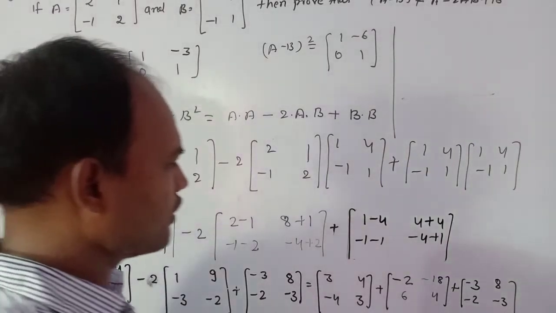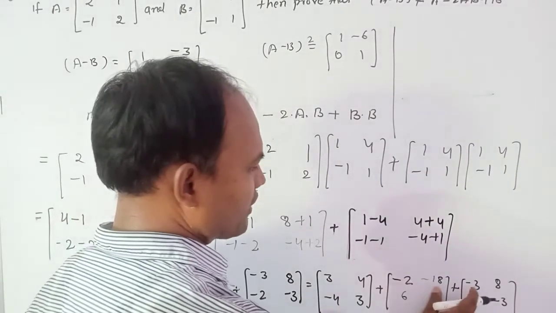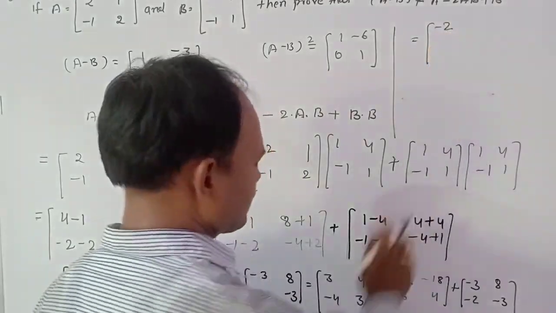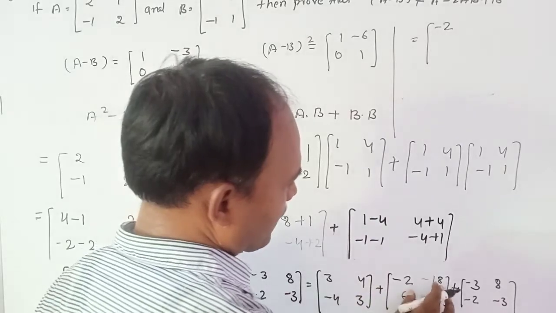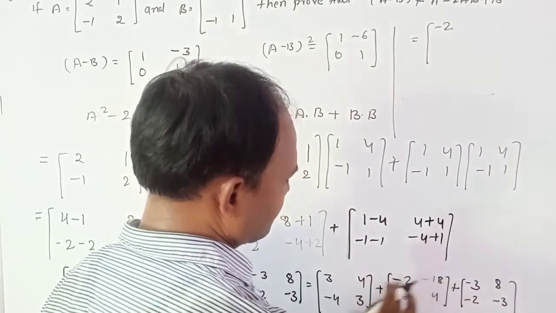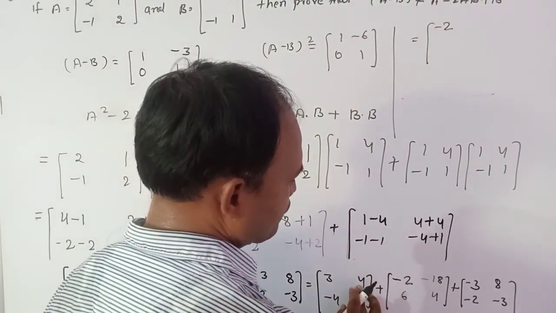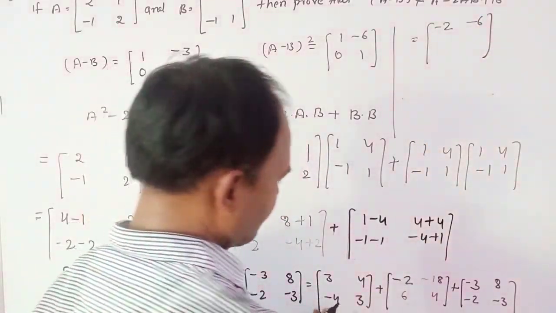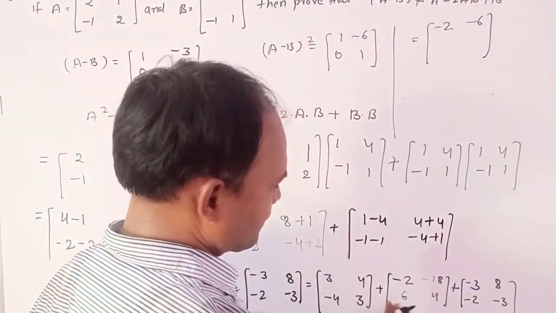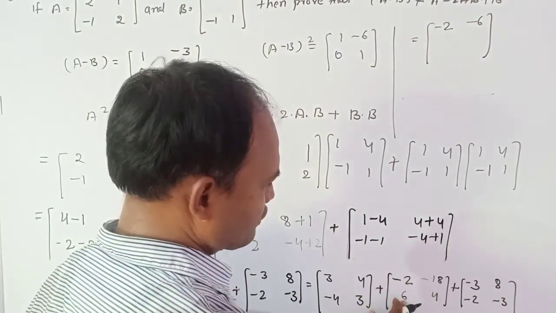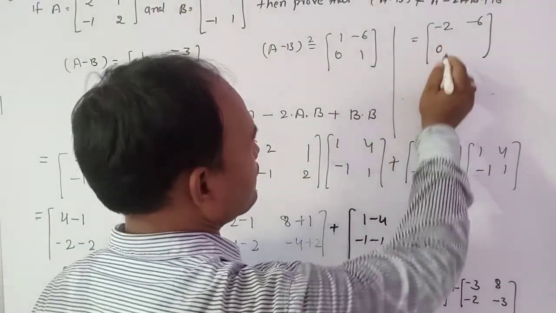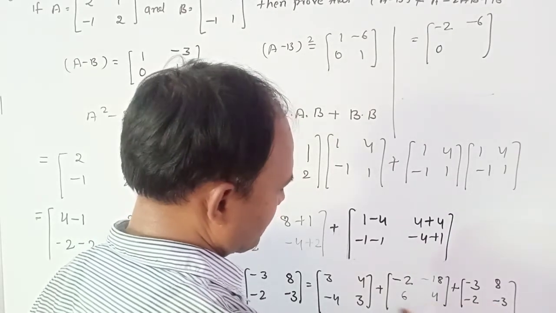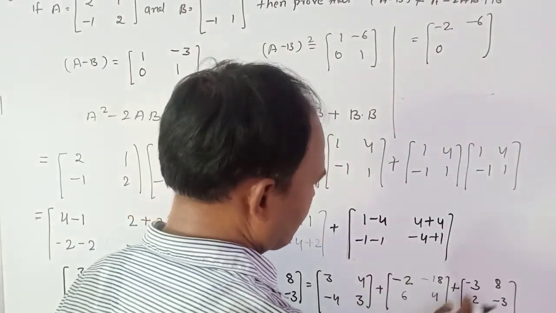Now what is after addition? It is 3 and minus 3, so it is cancelled, the remaining part is minus 2. Then minus 18 plus 8 is minus 10, plus 4, so it is minus 6. Minus 4 plus 6 is plus 2, and minus 2, so the remaining part is 0. 3 minus 3 is cancelled, so the remaining part is 4.